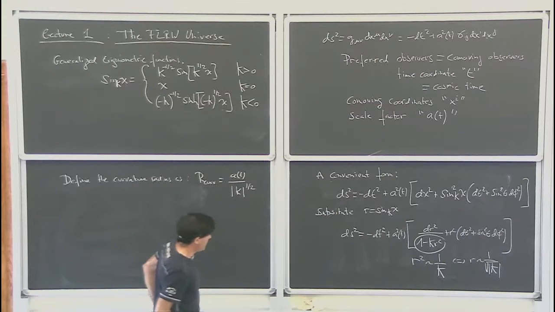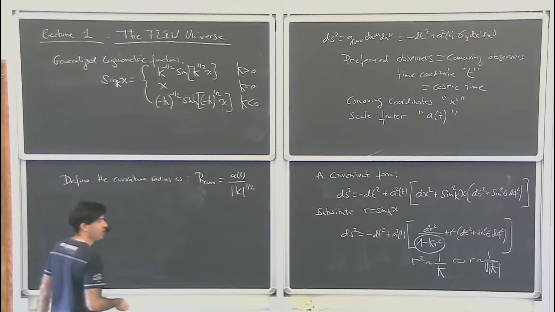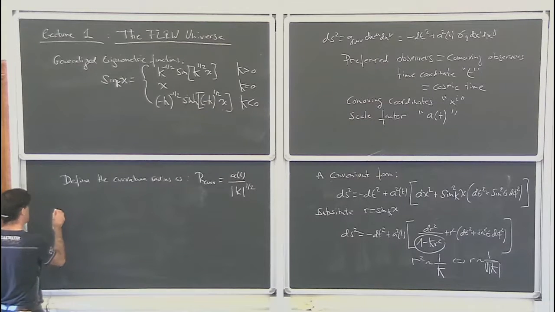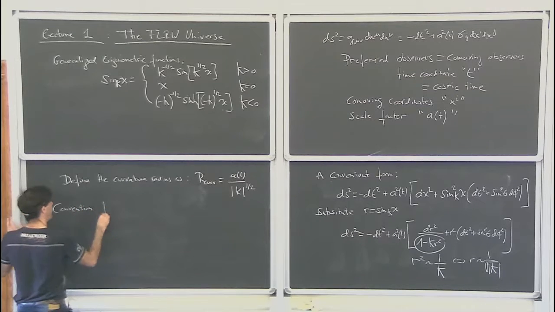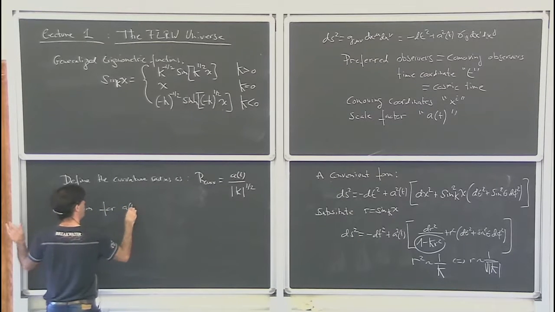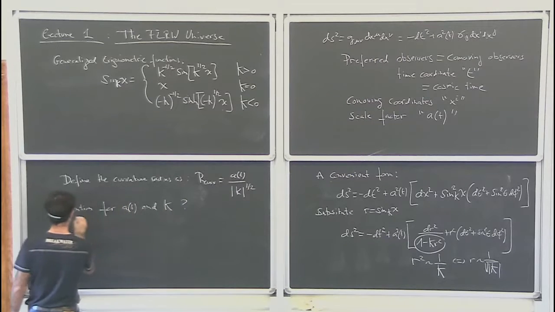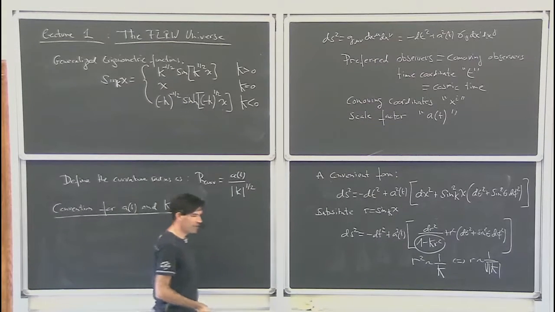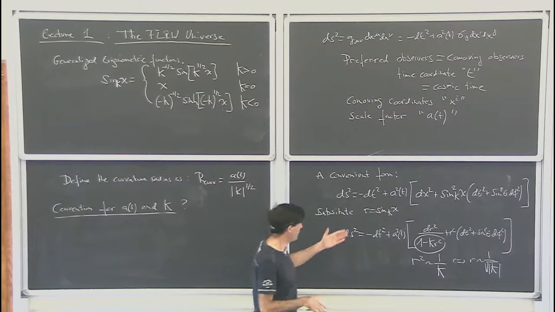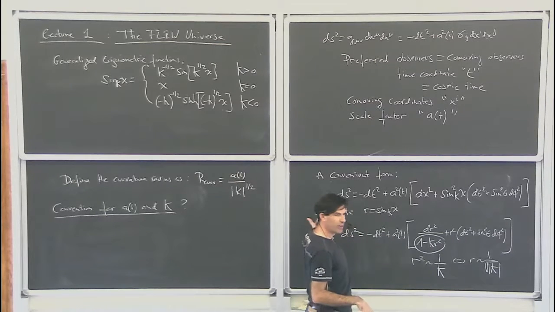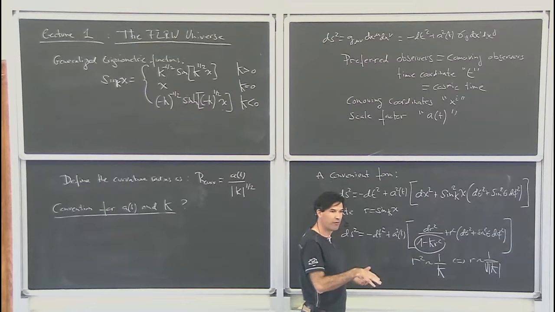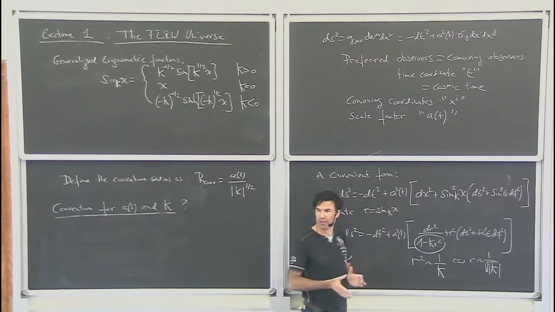So there is something else also to say here, which is a question of what your convention is for the scale factor A and K, because there is some freedom here. Basically, the freedom is where you want to put units, and which of A and K you take as having no unit.